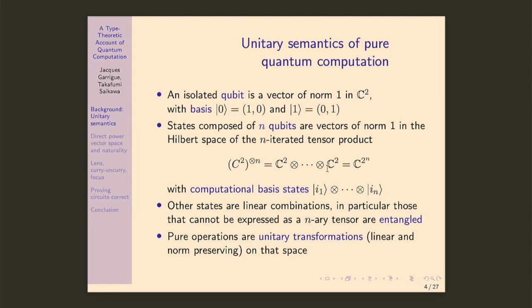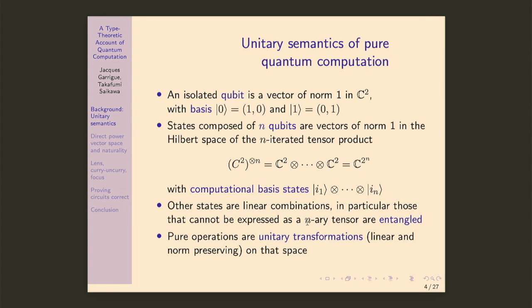Now what happens when we have n qubits? We are not just going to take the normal Cartesian product, we are actually going to take a tensor product. This creates a huge state space. So we take the n-iterated tensor product, which is actually going to be C to the power 2 to the n, something huge. And then the computational basis states are the tensor products of the individual basis states.